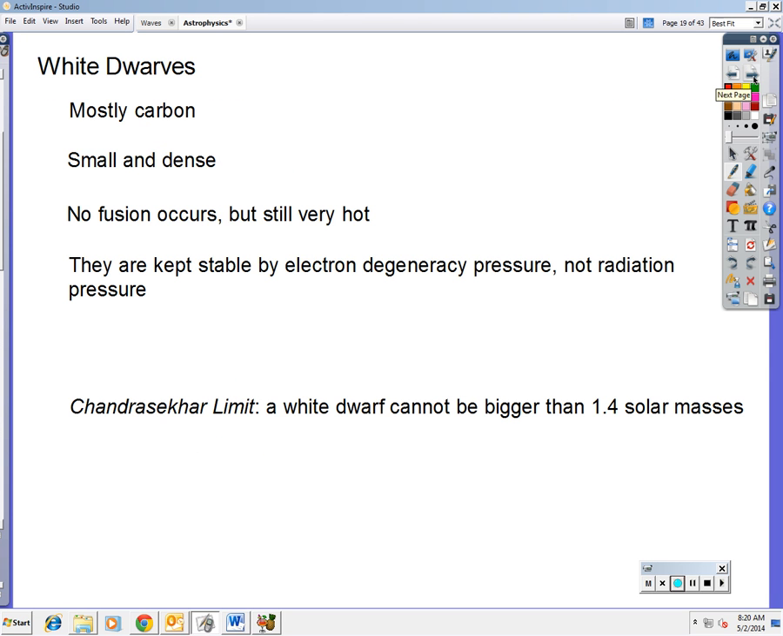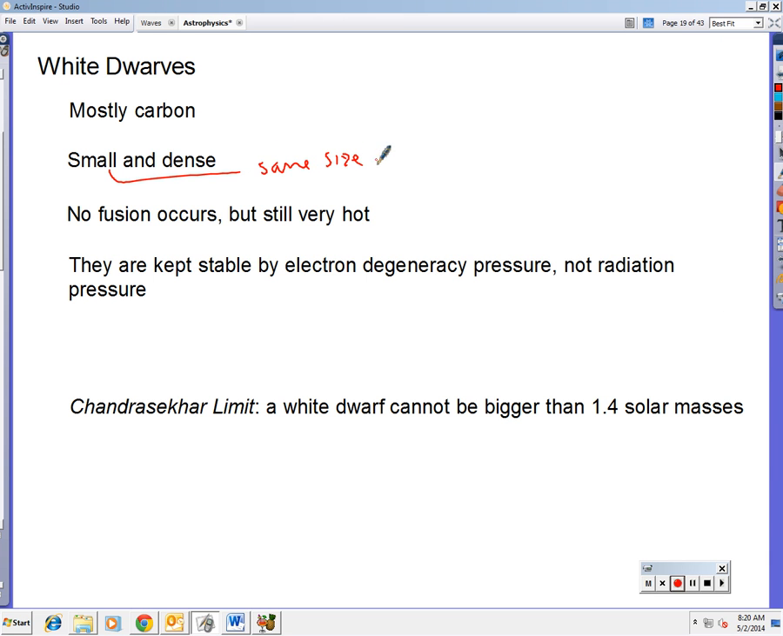A white dwarf is made mostly of carbon. It's very small and very dense, typically around the same size as Earth, but with a mass somewhere near the mass of the Sun. There's no fusion occurring, but because fusion was somewhat recently occurring, they're very, very hot and therefore appear white.